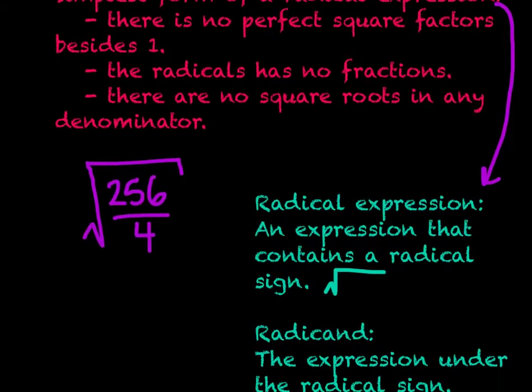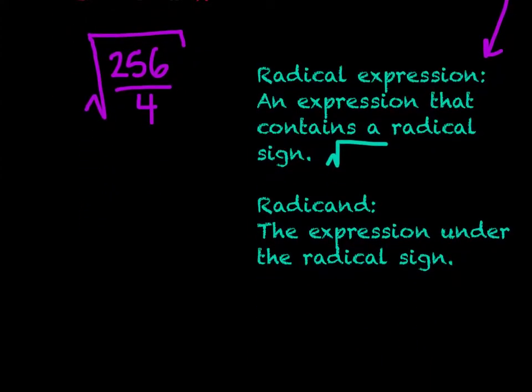Another term that we need to pay attention to is a radicand. That is the expression underneath the radical sign. So we have the situation square root of 256 divided by 4. If we look at that, the radicand is the 256 divided by 4. It's the numbers that are underneath that square root sign. The radical expression is the square root of 256 divided by 4. It's that whole thing. So that's how we can understand that.